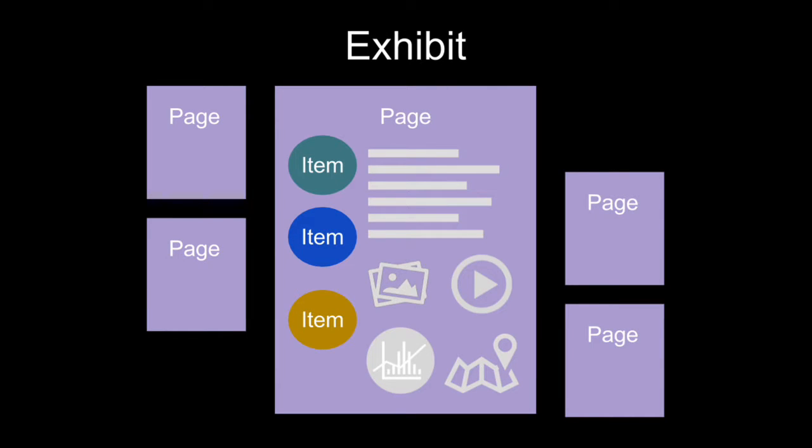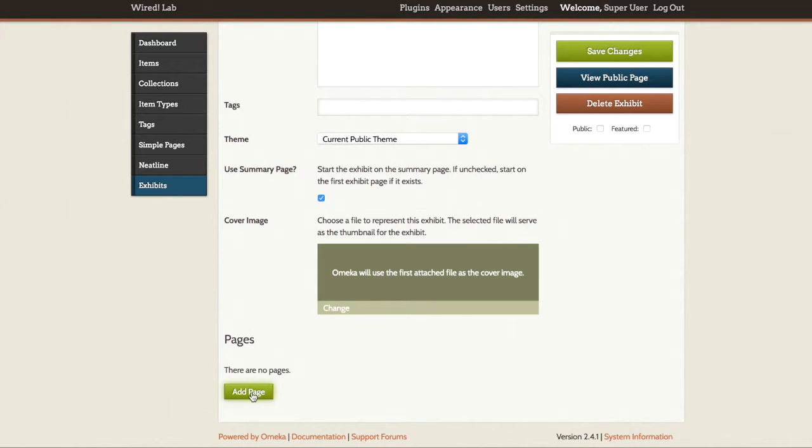An exhibit in Omeka is simply a series of pages that you structure for your narrative. You could have only a few pages, or you can have many pages. And in some themes, it's possible to nest your pages. So you could use pages for major content sections, and then have within those pages sub-pages for more specific information within a particular section. So I will click Add Page.